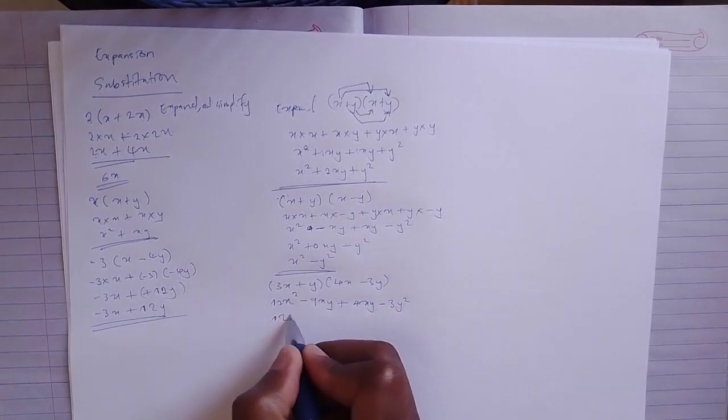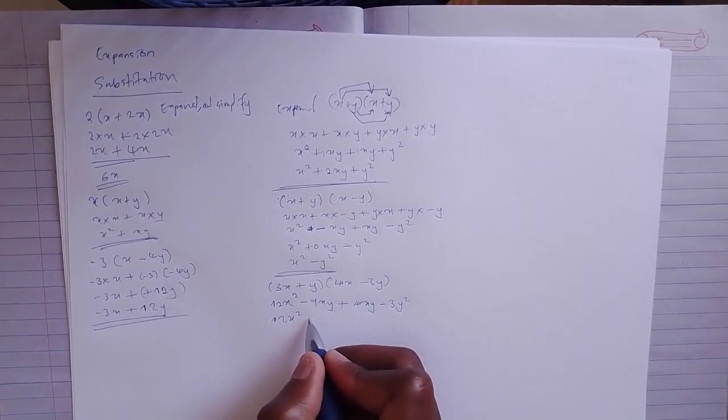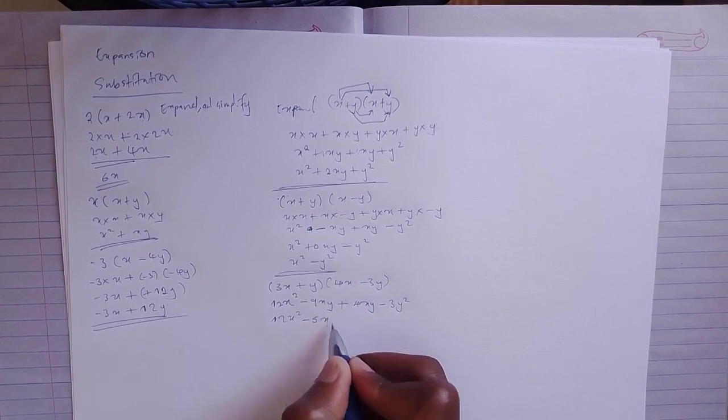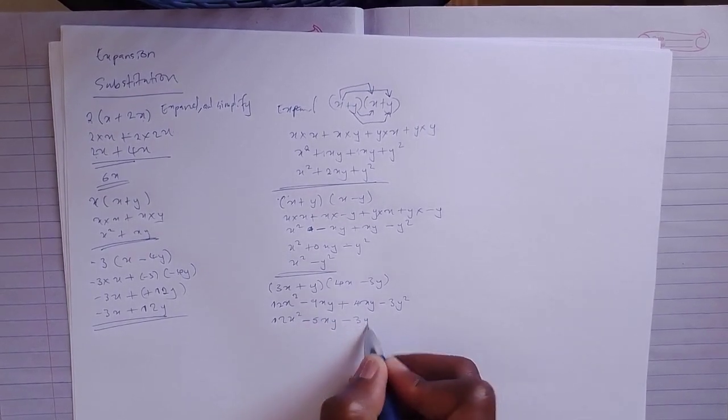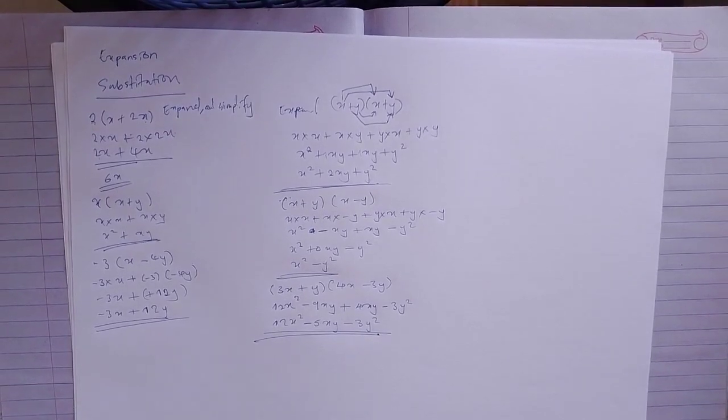So this becomes 12x squared. This and this, these two things are like terms. When we subtract them, we're going to have negative 5xy minus 3y squared, and that's our expansion for this thing.